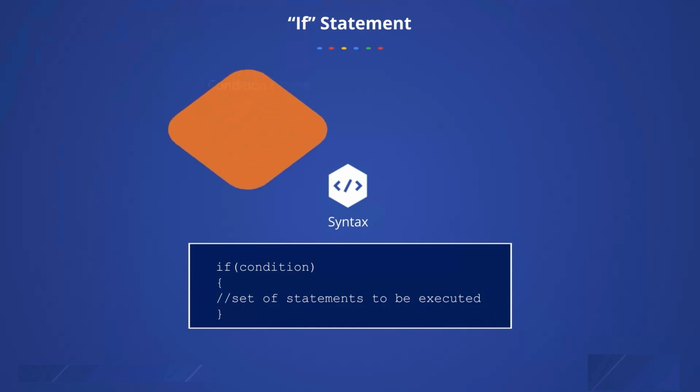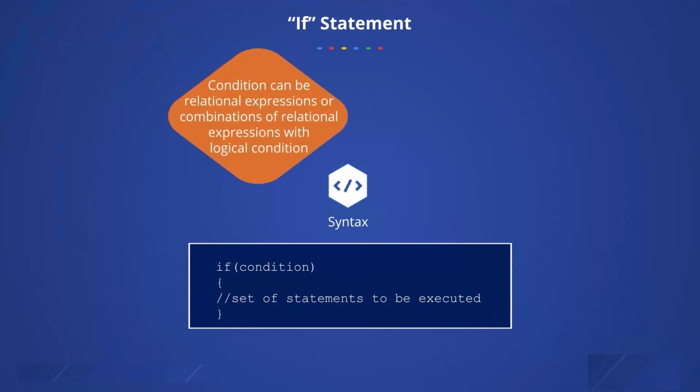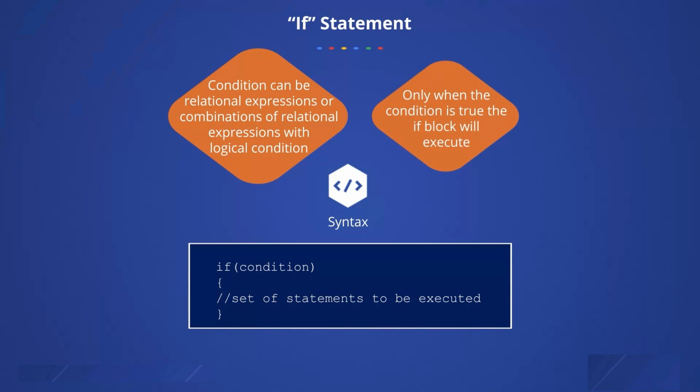Now in this, the condition can be any relational expression or a combination of relational expressions with logical conditions. Only when this condition is true will whatever statements you have put execute, otherwise not. Like I said earlier, the condition could be a simple relational expression like a greater than 0, or something like a greater than 0 and b greater than 0 and c greater than 0. By using logical operators like ampersand and relational expressions, you can build a set of big conditions, and only when it is true is the set of statements executed.